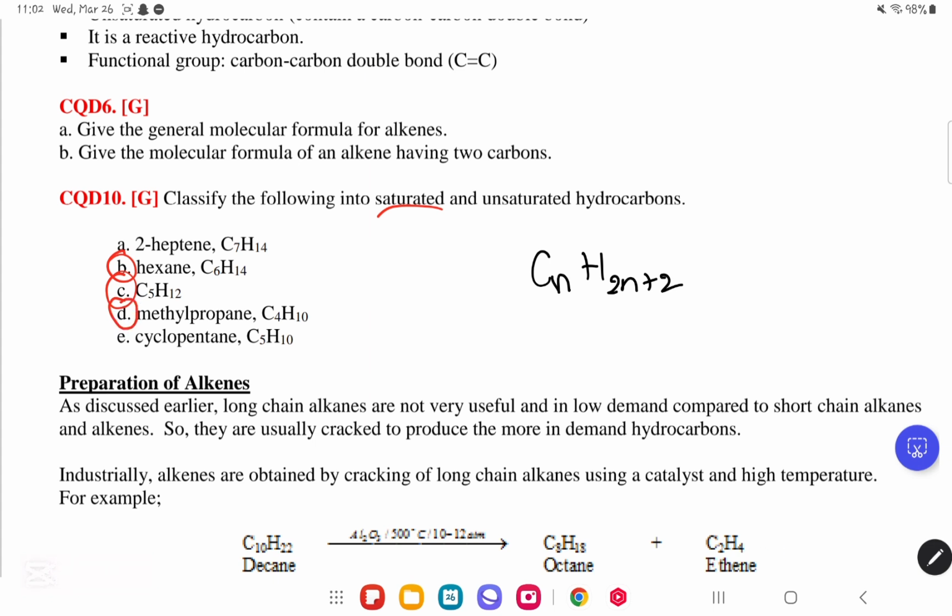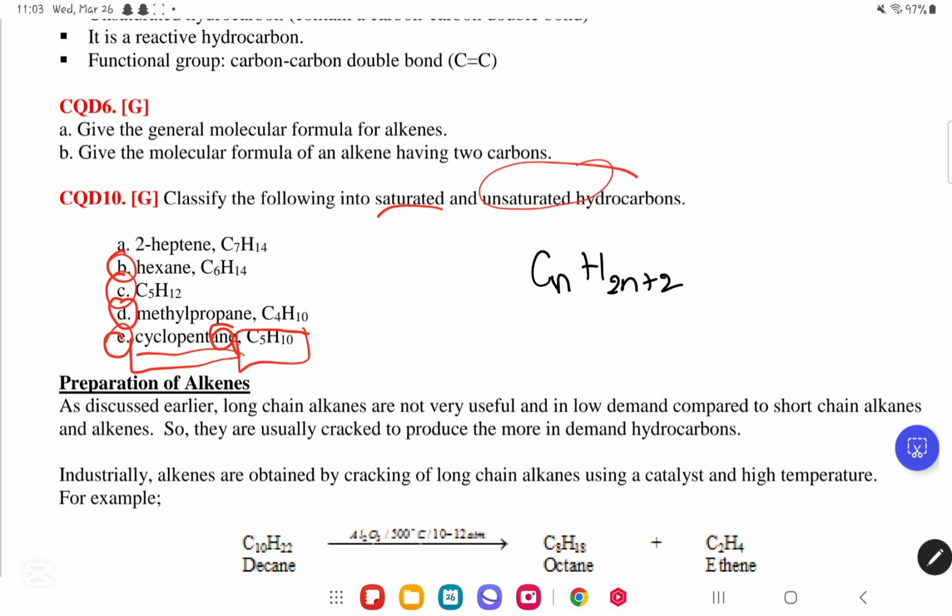But here we reached something difficult. Cyclopentane. Now, if you look at the molecular formula, it will give you the molecular formula of an unsaturated alkene. But if you read the name, it is cyclopentane. It ends with ane, so it is an alkane. So for sure, it's going to be saturated.